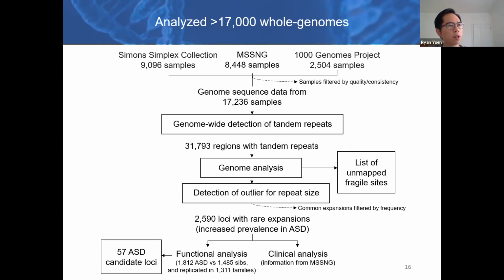So this is just a summary of our study. In this paper, we have analyzed more than 17,000 whole genome sequencing data, including a cohort coming from the Simons Simplex Collection, which I mentioned earlier, including almost 2,000 families with both parents and affected and unaffected siblings, children.